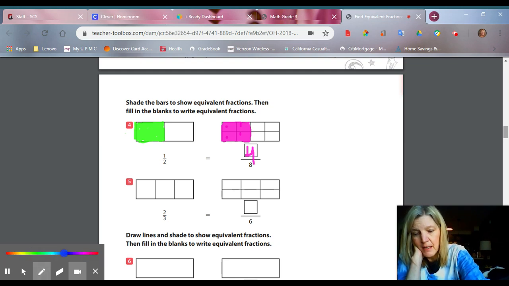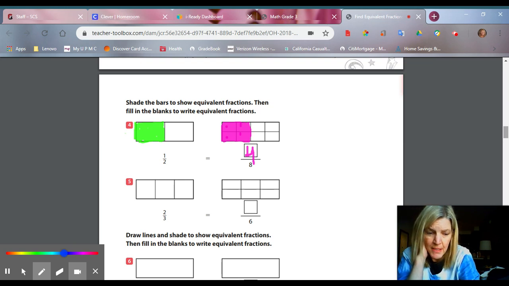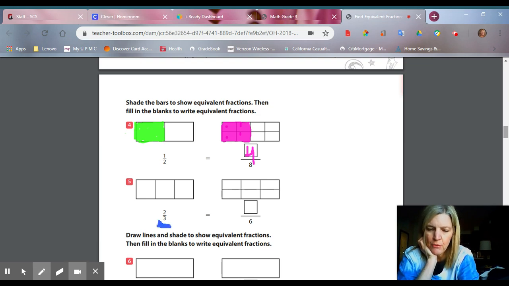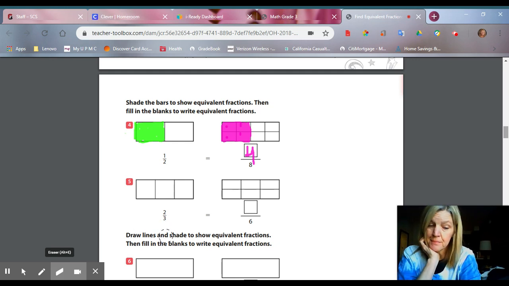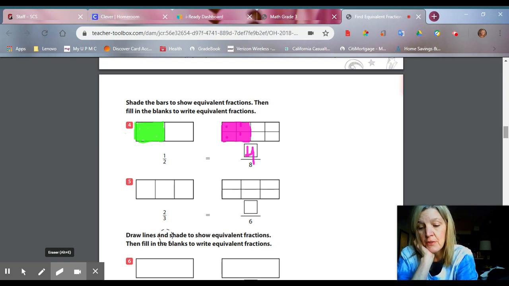Number 5 asks, 2/3 is equal to how many sixths? Make sure that bar is divided into thirds first, because the denominator tells you how many equal parts it should be divided into. So let's see, 1, 2, 3, it is. Yay, that makes things easier. So how many of those bars do we need to shade in? The numerator tells you that, and that would be 2. So go ahead and shade in 2/3 of the bar in number 5.